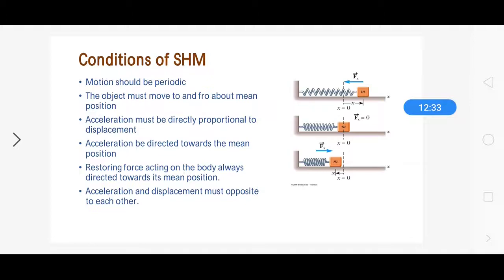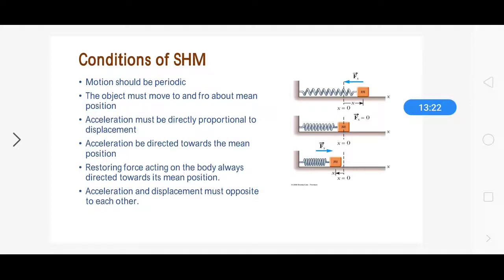Next, the second one: the object must move to and fro about the mean position. See, among the three figures, the center one is the mean position, the first figure is elongation, and the third one is compression. So the spring moves to and fro, which means it is moving to and fro about the mean position. There is compression and elongation, nothing but to and fro about the mean position.